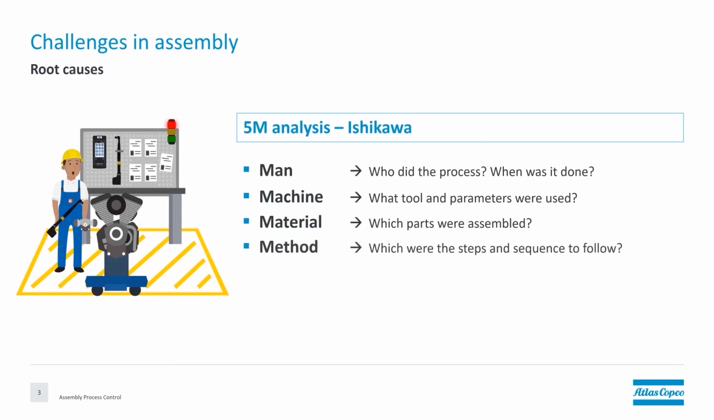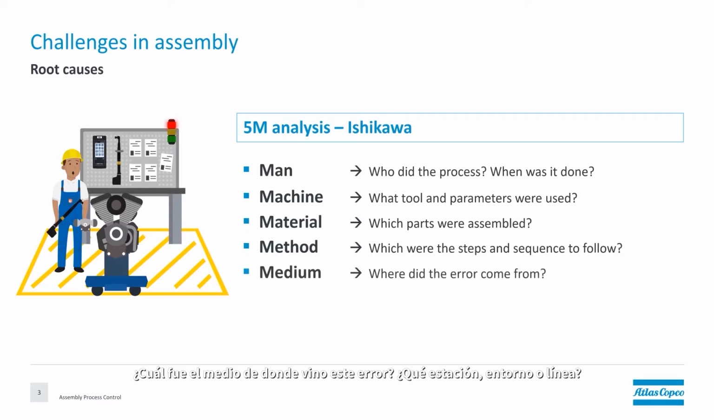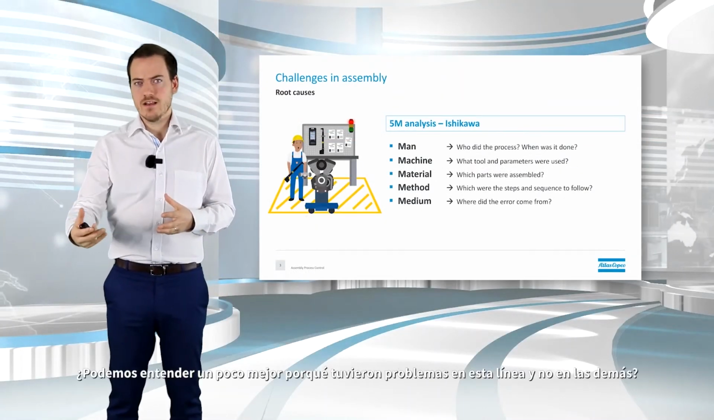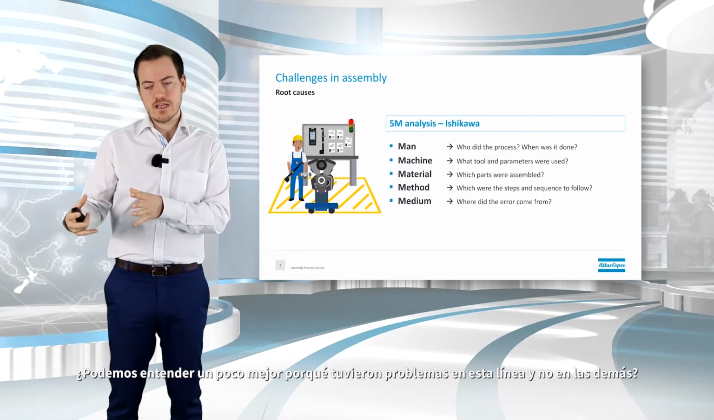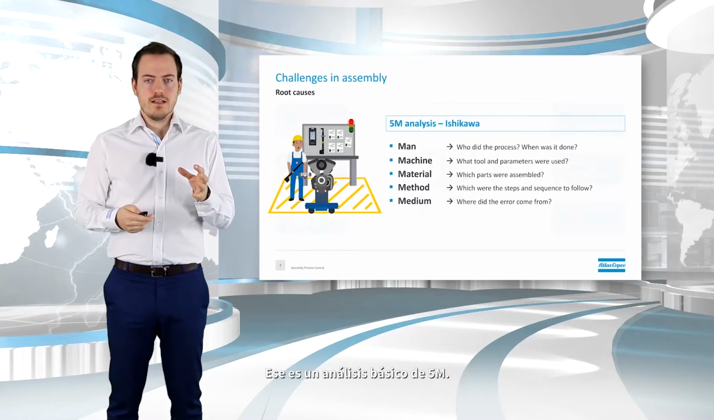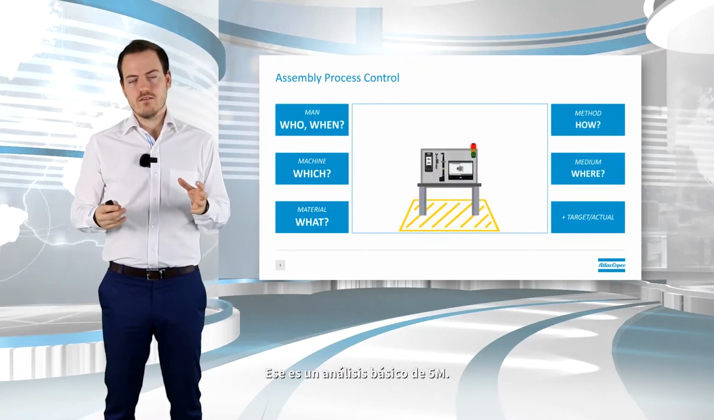The method, were we using the right sequence in this one? Did the operator follow the instructions? For example, there you see he has the written instructions there. Was he looking at that? Did he use that method, or maybe he used different steps, and that's why we missed that tightening? What was the medium? Where did this error come from? Which station, which environment, which line? Can we understand a bit better why in this line they had that problem and not in the other line? So that's a basic analysis of the 5M.